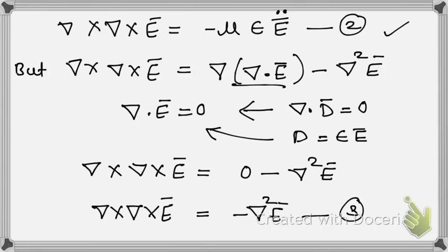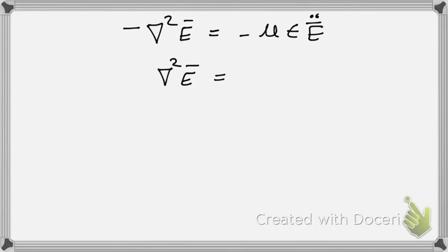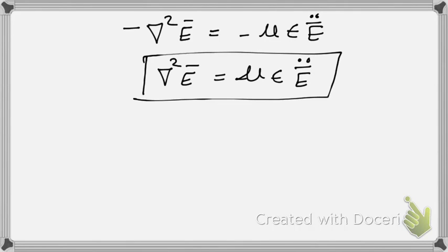So from equation number 2 and from equation number 3, we will equate these two equations, and what we get, minus del square E bar is equal to minus mu epsilon E double dot, or we can write del square E bar is equal to mu epsilon, after neglecting the negative sign, E double dot. So this is the first equation for electric field.